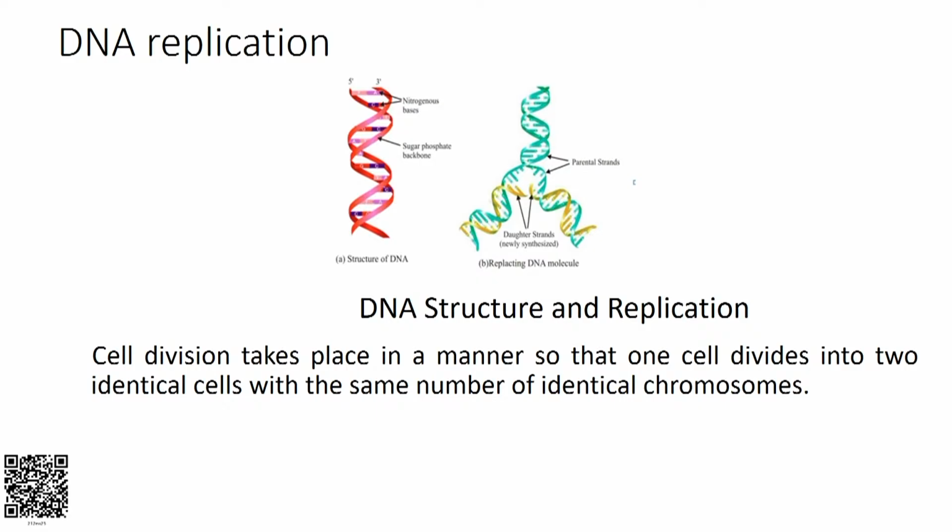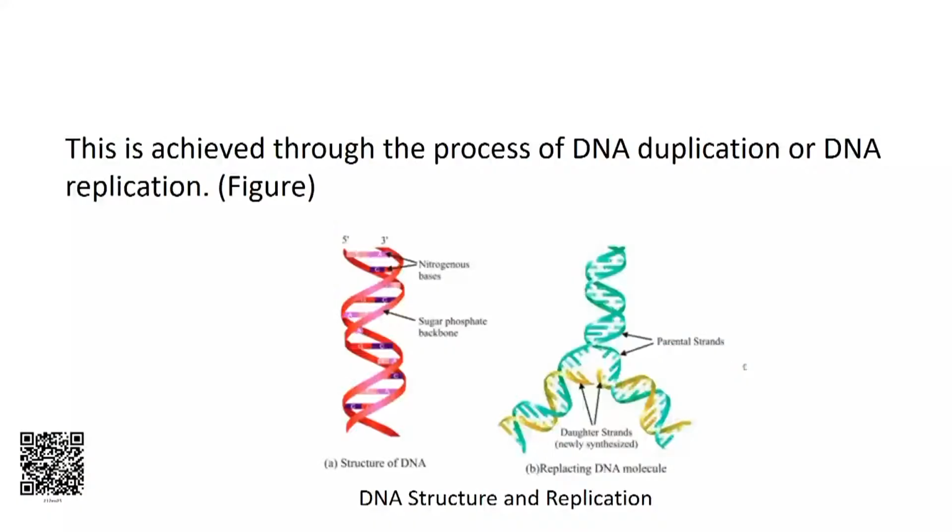So, now we talk about DNA replication. Cell division takes place in a manner so that one cell divides into 2 identical cells with the same number of identical chromosomes. So, therefore, prior to cell division, every chromosome should contain 2 chromatids made of 2 identical DNA molecules. This is achieved through the process of DNA duplication or DNA replication.